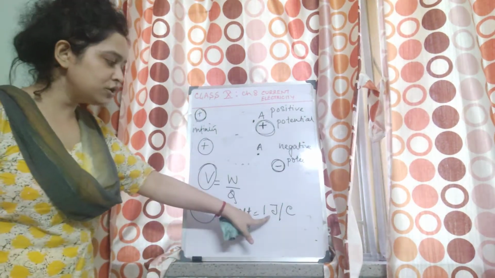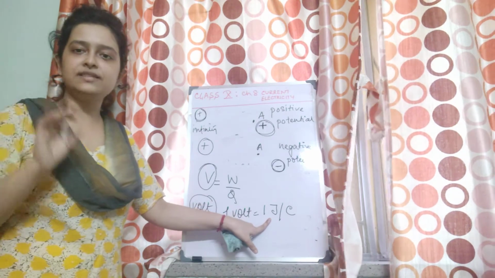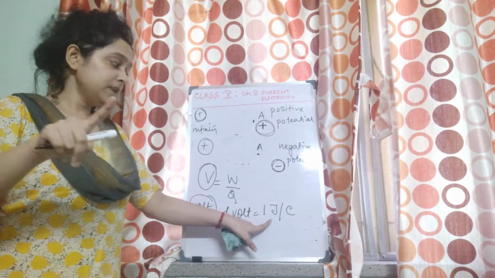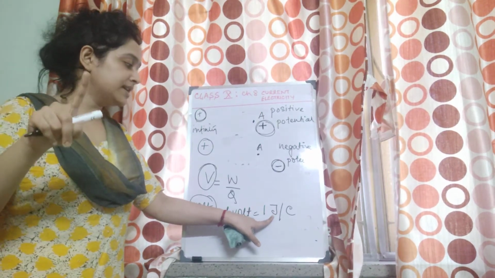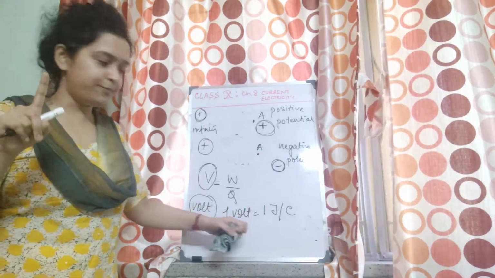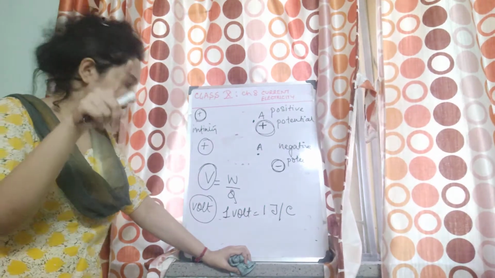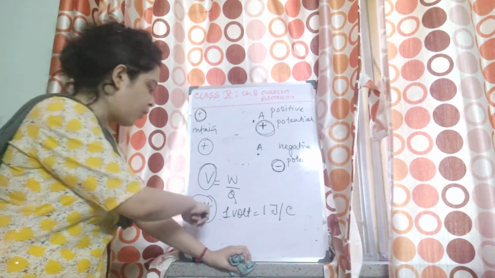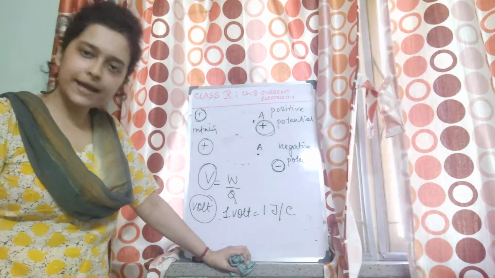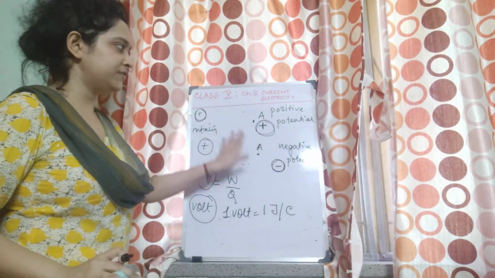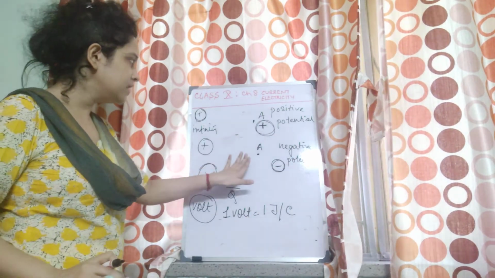So when 1 joule of work is done in bringing a positive test charge from infinity to a point, when 1 joule of work is done in bringing 1 coulomb of positive test charge from infinity to a point, then potential at that point is 1 volt. Okay? I hope the concept about positive potential, negative potential is clear.